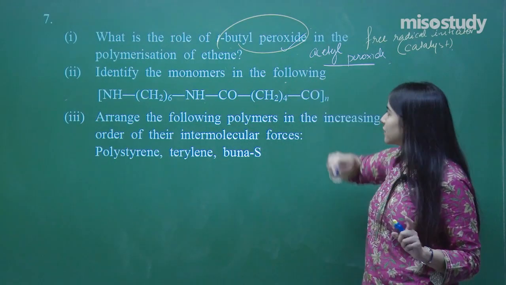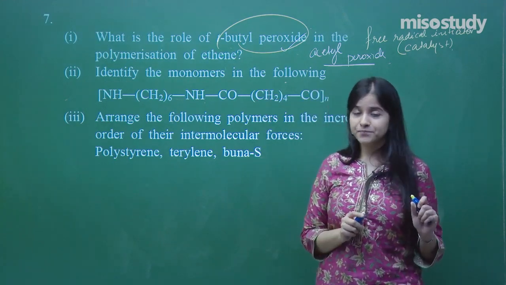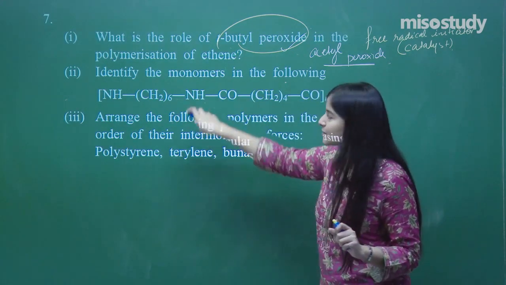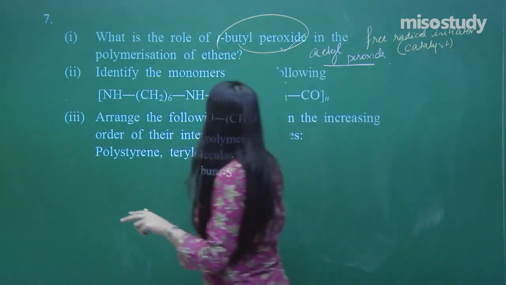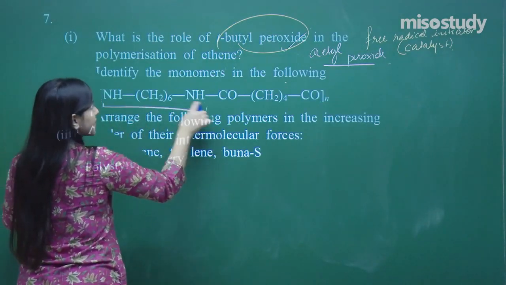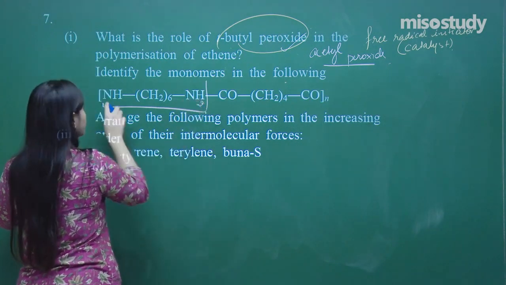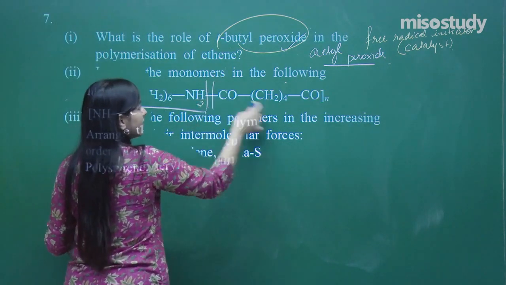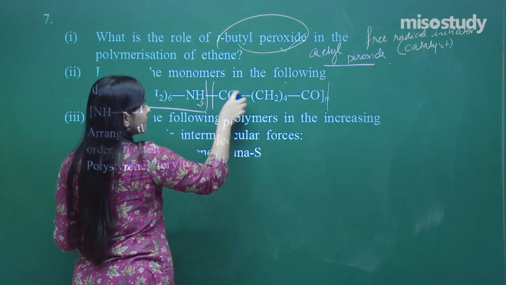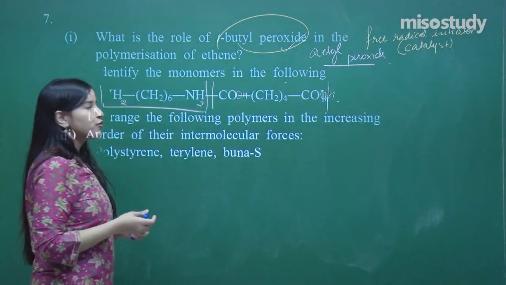Identify the monomers in the following. You see, it's the thing that we have already done. It's just a condensation polymer. If you look here very carefully, I've got 2 monomers. One is hexamethylene diamine, remember? Right? NH2, NH2 was there, right? And here adipic acid, yes? Remember or not? So that is what the monomers are.